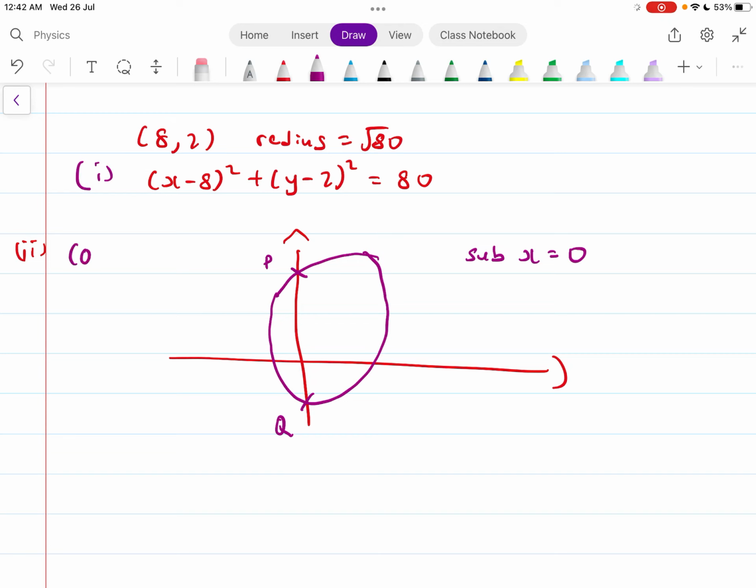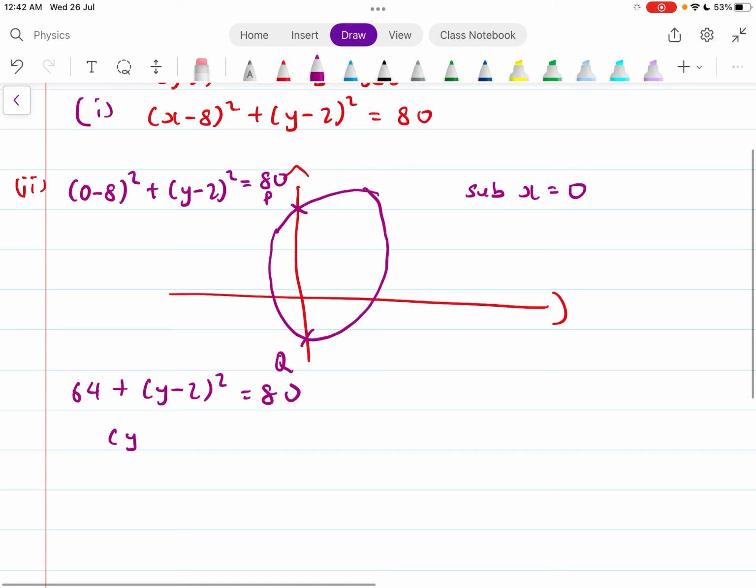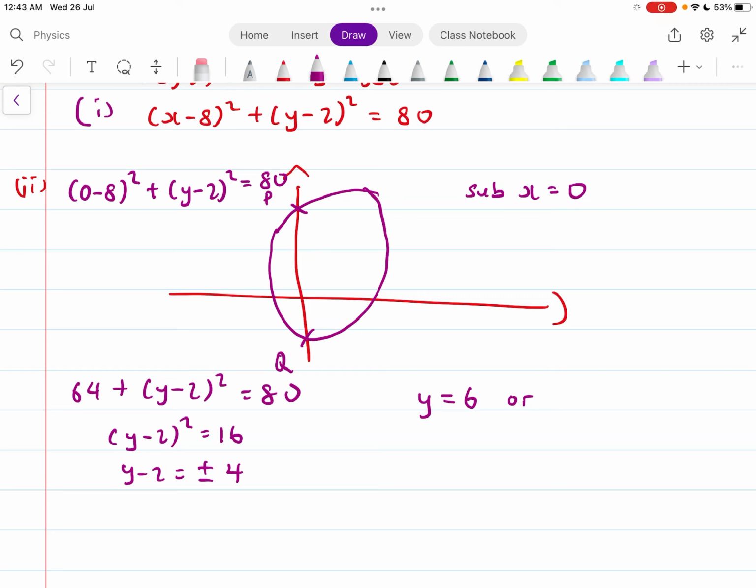So this will be (0 - 8)² + (y - 2)², which will give you 80. Then you just continue to manipulate. So 64 + (y - 2)² = 80. Then (y - 2)² = 80 - 64, which is 16, right? So y - 2 = ±4. So you can see that y is equal to 4 + 2 = 6, or -4 + 2 = -2. So at this point is (0, 6), and at this point is (0, -2).